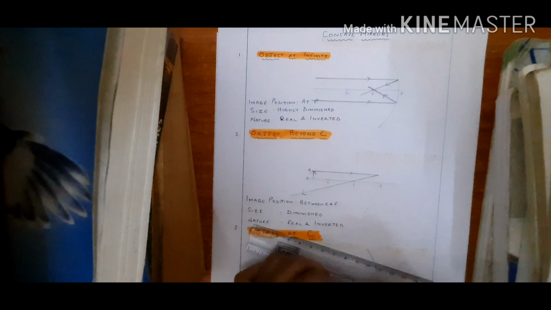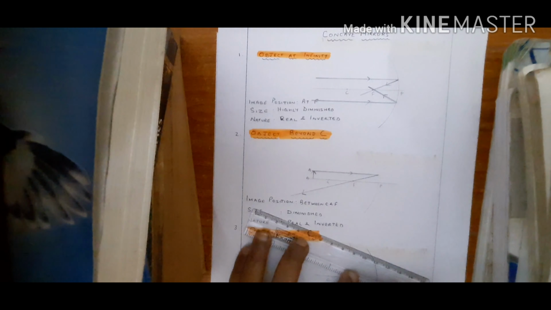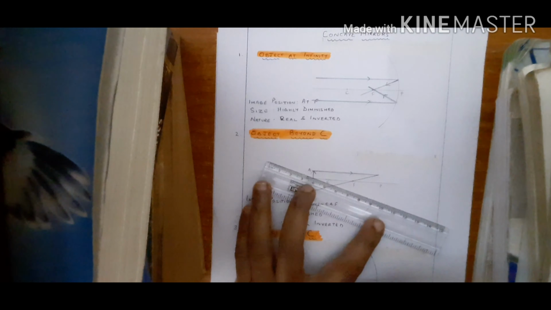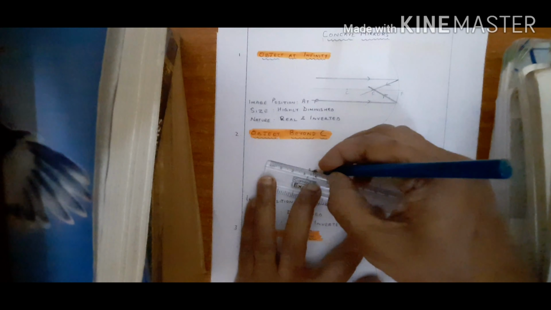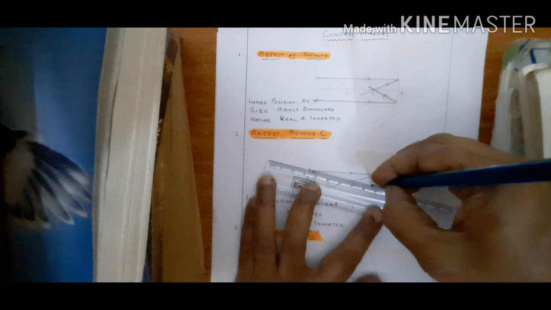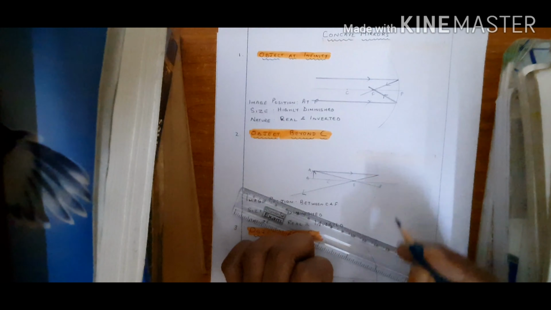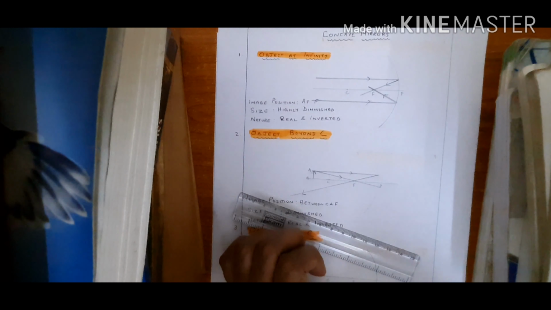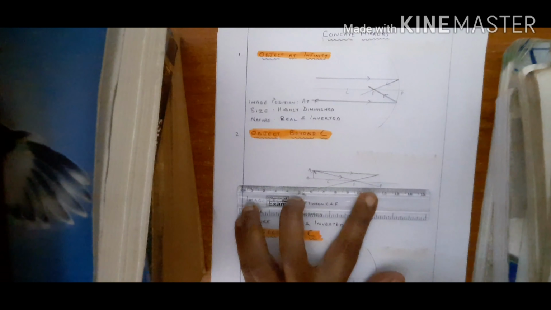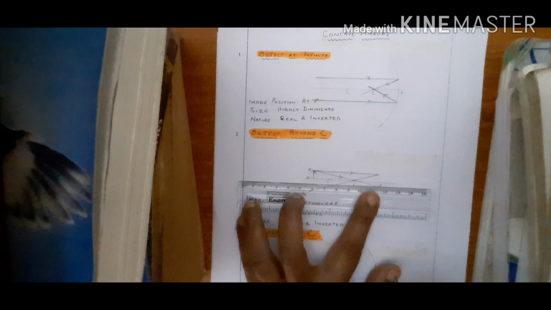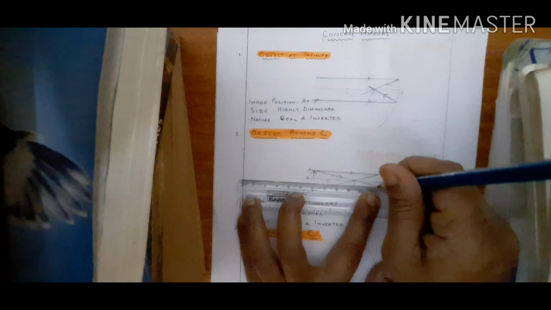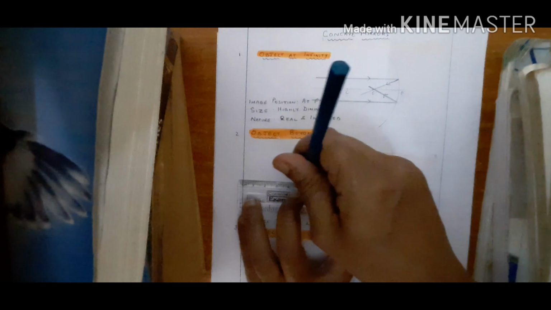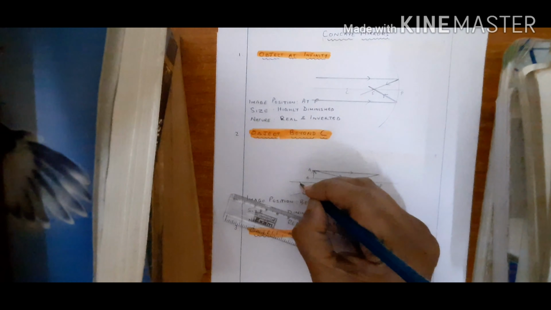This is the reflected ray. Now the second incident ray is also coming from the top of the object, and I am taking the ray that passes through the focus. So it is passing through the focus and hitting the mirror. Now this ray after reflection is going parallel to the principal axis. So this is the second reflected ray.